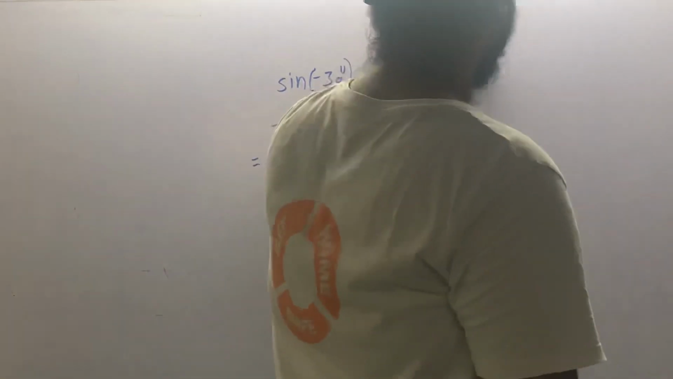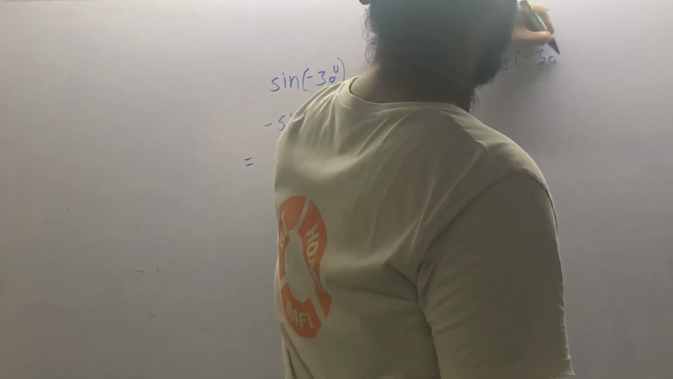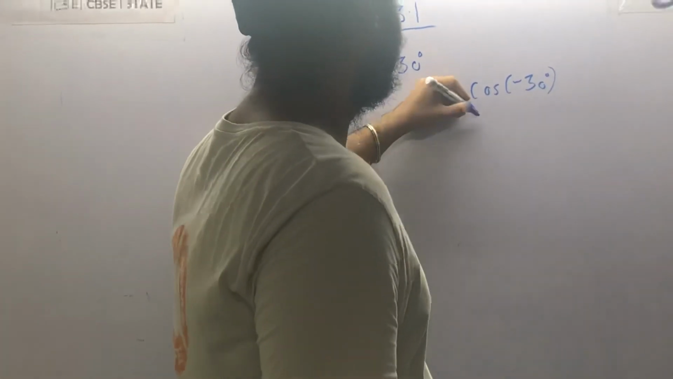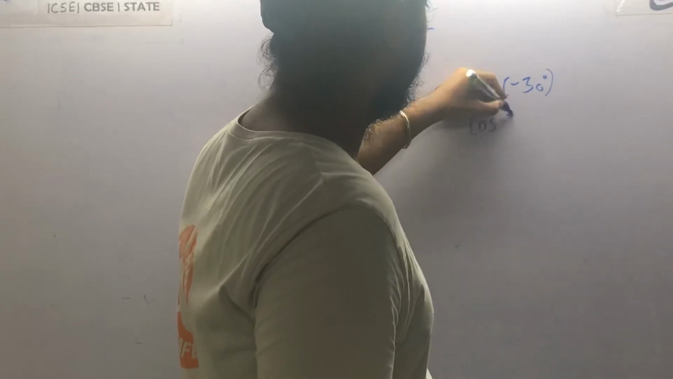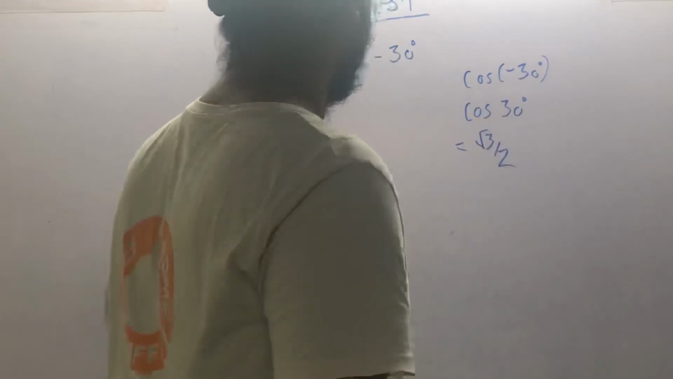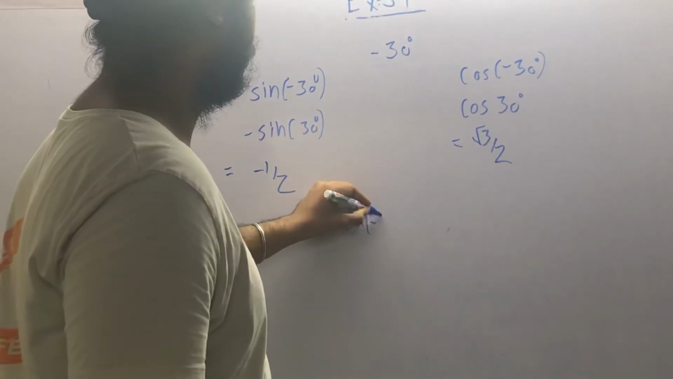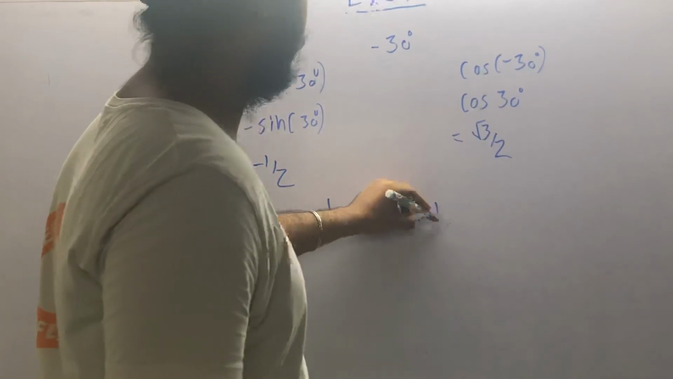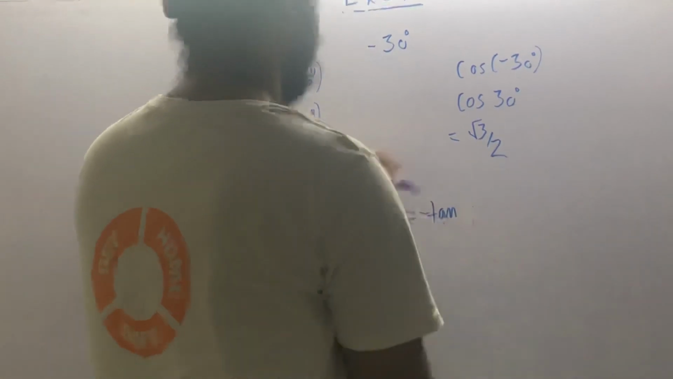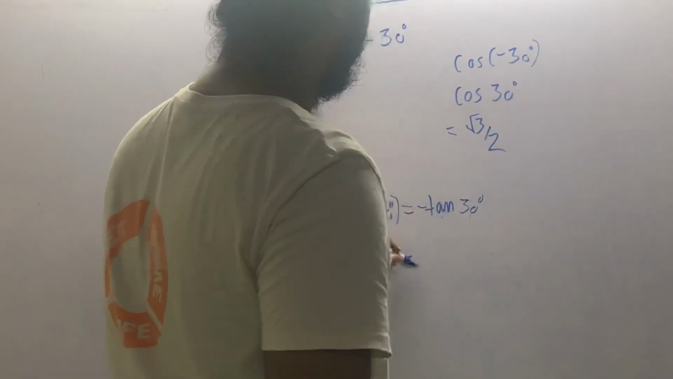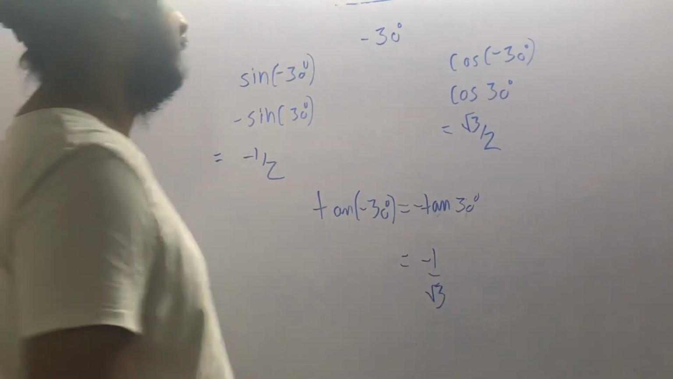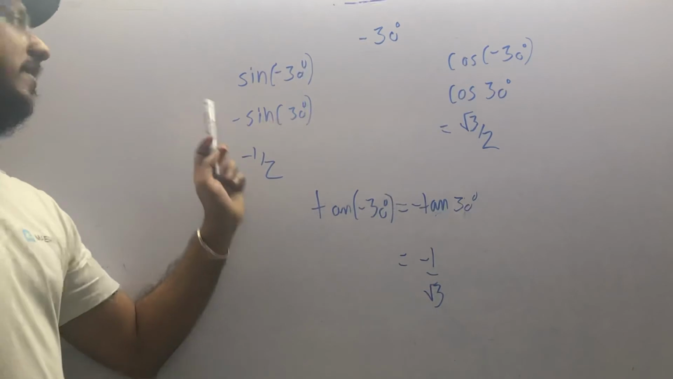Now next one, cos -30. Cos of minus theta is what? I showed you all the identities, and I told you to write them down also. So cos of minus theta is cos theta. So you will write cos 30, which is √3/2. And tan -30 is minus tan theta, so minus tan 30. And tan 30 is 1 by root 3, so minus 1 by root 3. See, very simple. You just have to use the identities.